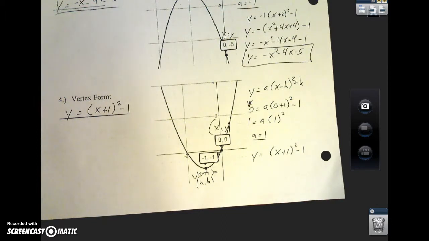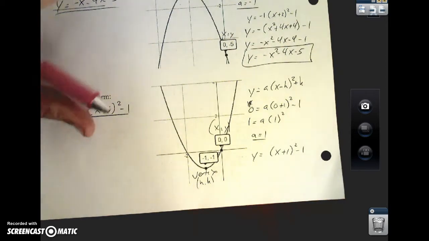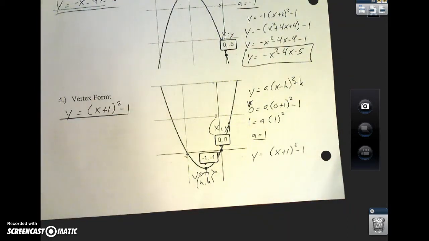So this is the last part right here. This is the last chunk of your test that you need to know. So again, hopefully this video helped you guys out. Please make sure you're comfortable with your graphing. If you need help with that, refer back to previous videos. But most importantly, and always, good luck. We're all counting on you.